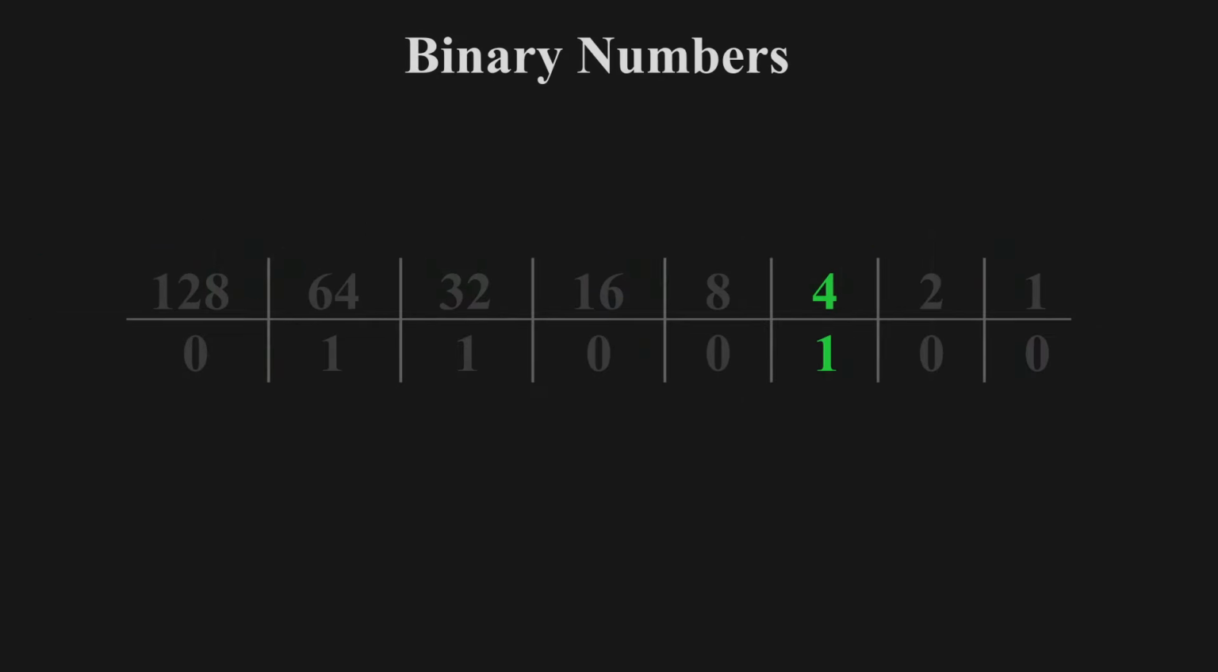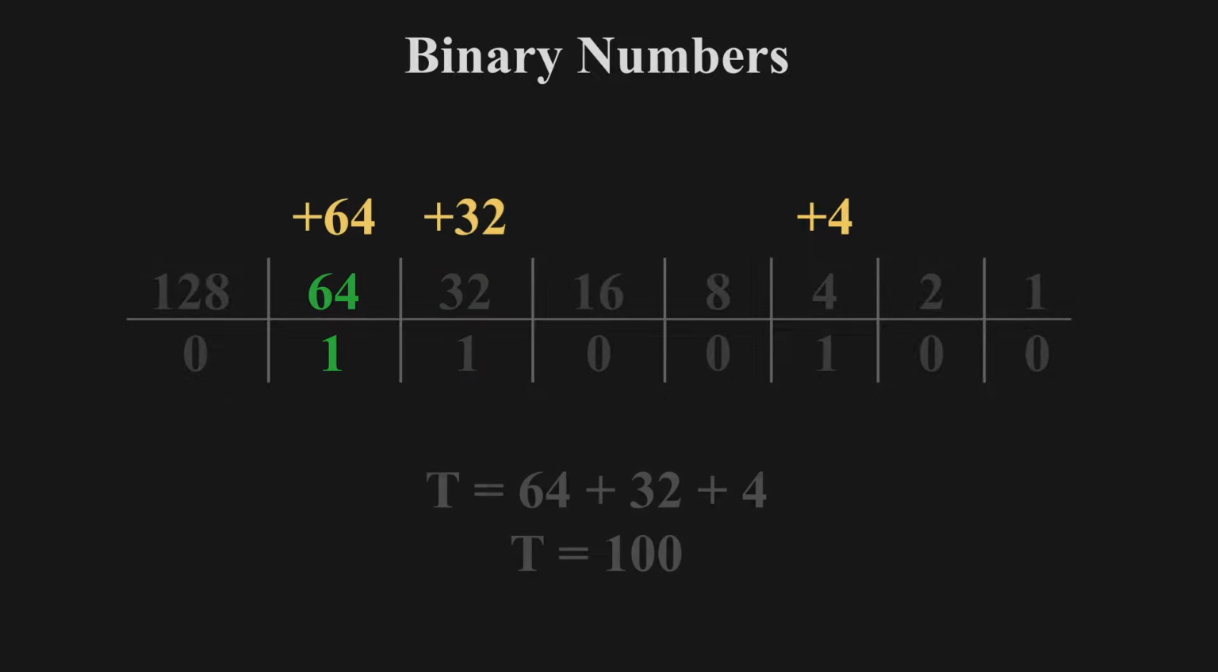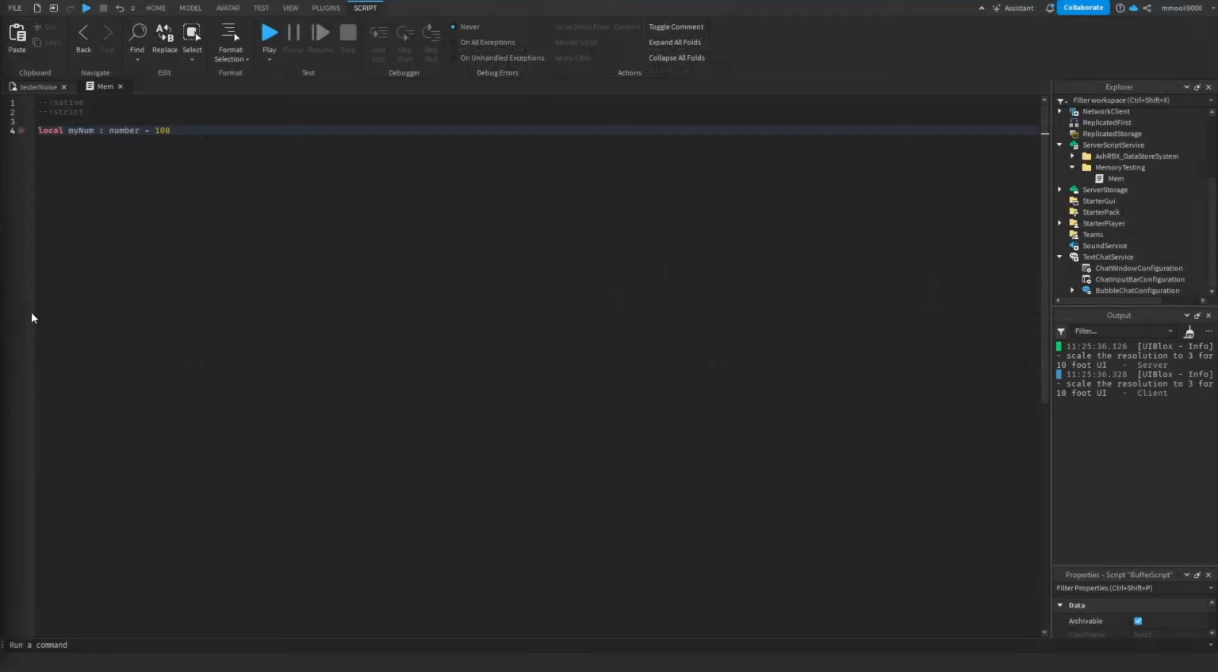In the 4s column, there's a 1, so you'd add 4. In the 32s column, there's a 1, so you'd add 32, and same with the 64s column. So that would add up to be a total of 100. So this is how our number here is stored, and you can actually try and view this in memory, even though you won't see much.